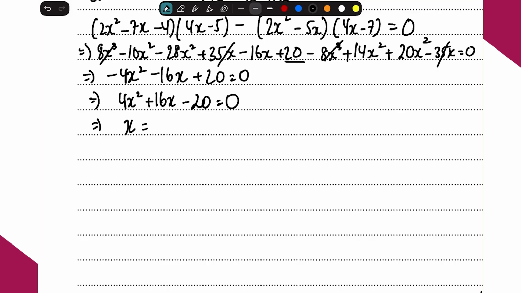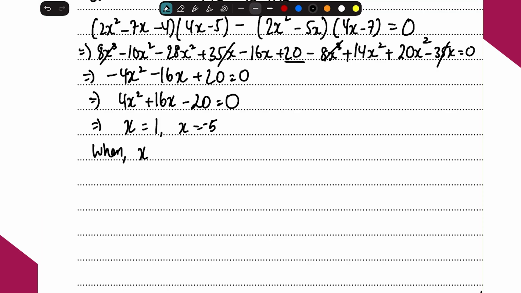So over here, you could just use your calculators to solve for it. I'm going to be using a calculator just to solve for the equations. This is a polynomial of degree 2, 4, 16, minus 20. So the values of x are 1 and x equal to minus 5.